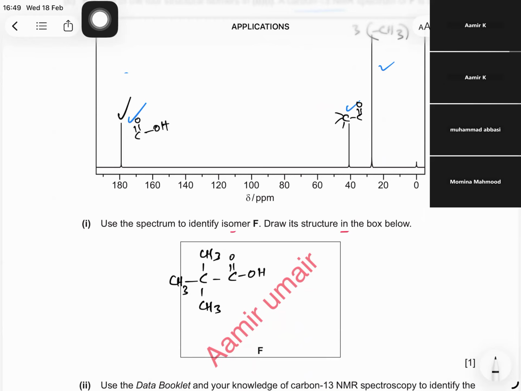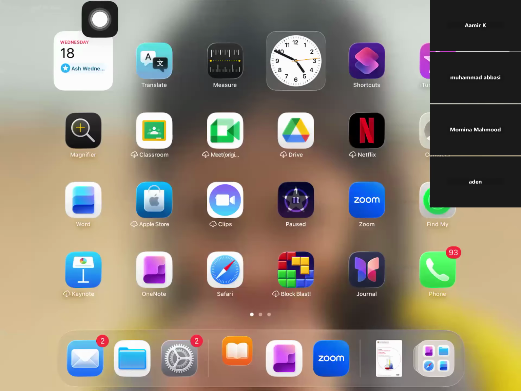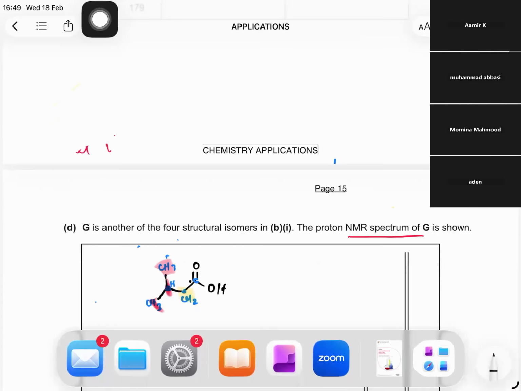Could you explain the chemical shift part again? Chemical shift, we have to look at the data booklet. I have to go to the data booklet again. For example, look at the data booklet. Let me show you the data booklet.